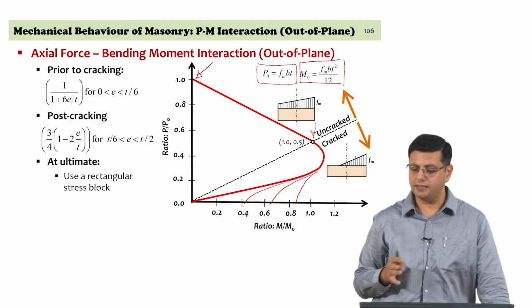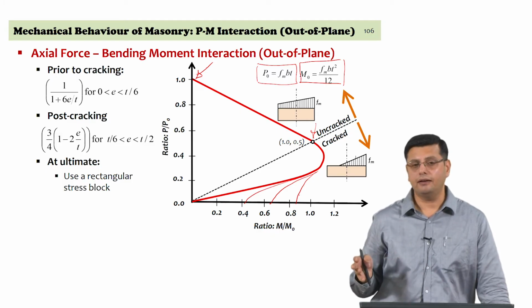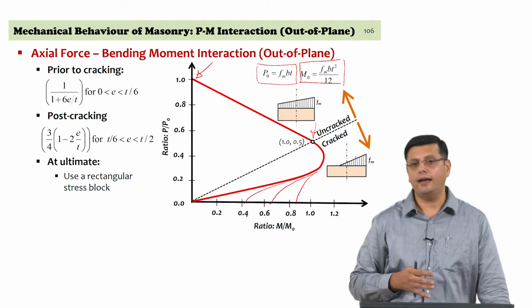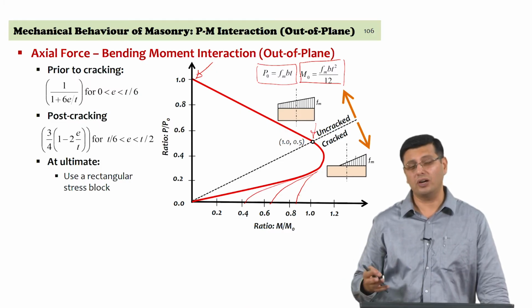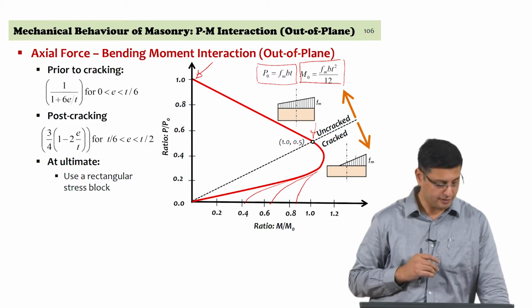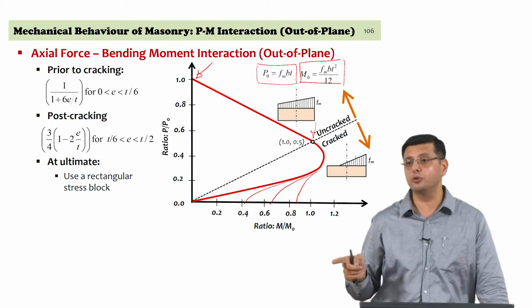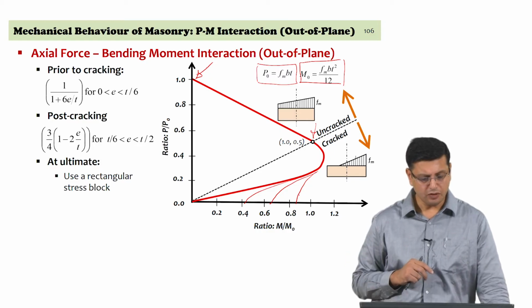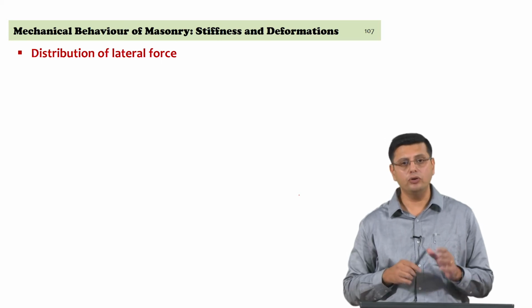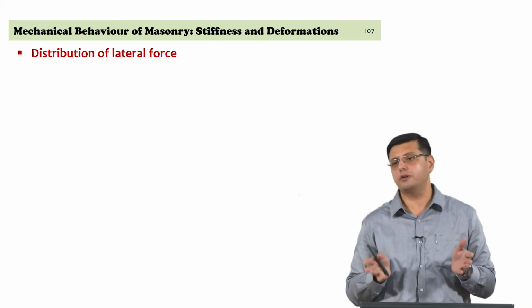So, let us look at a basic framework to understand how different elements in masonry interact with each other and how stiffnesses can be estimated. What are the assumptions that you need to make at a component level to be able to estimate stiffnesses, which is essential for distribution of forces? So, that is the last part of this particular module, where we are really examining distribution of lateral force.